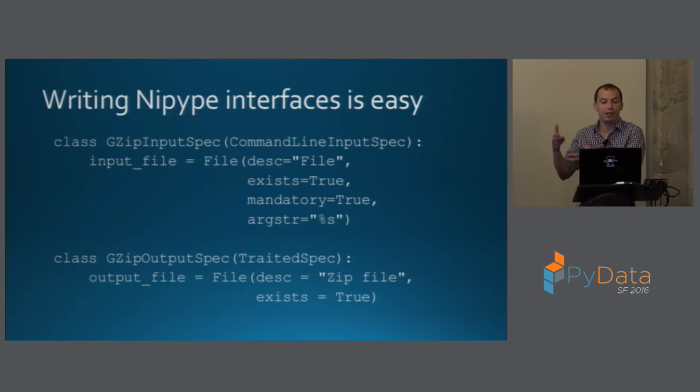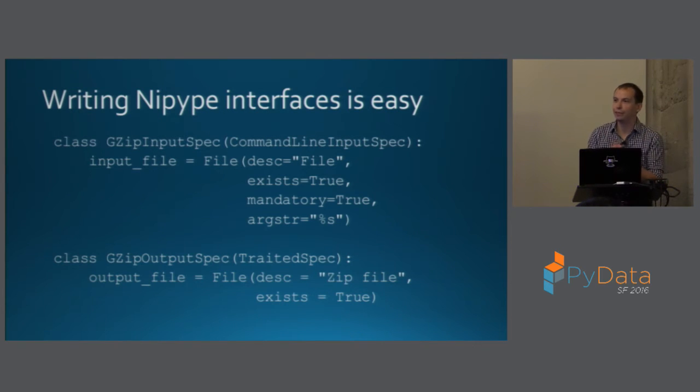So for example, here, this is a command line interface. So you're going to inherit a lot from a command line class, which will do the command line things for you. There's a separate one for MATLAB, et cetera. And the other thing we're using are traits. Who knows traits? Traits. Okay, types. Typing, strong typing. Okay, Python typing, no. Yes?